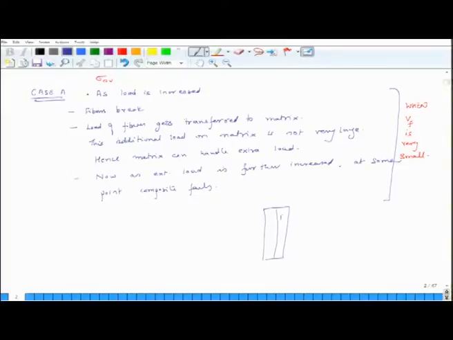So, let us say this is fiber and this is matrix, okay, and I am applying a load of P. Let us say the cross sectional area is A. So, sigma F will be what? It will be P by A into volume fraction of fiber.